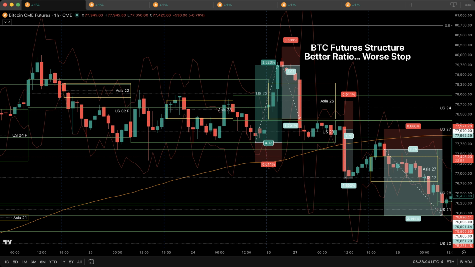The stop sits at April 27th U.S. session midpoint. This stop is not the prettiest number. It is the safer line. There is another option: April 27th U.S. session lower boundary. That stop gives a better risk-reward ratio. It looks cleaner. It looks more efficient. But live trading does not reward clean numbers. It rewards stops that survive.